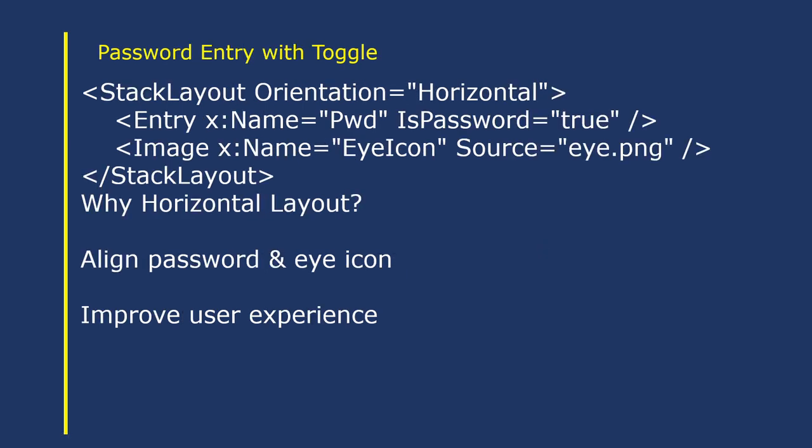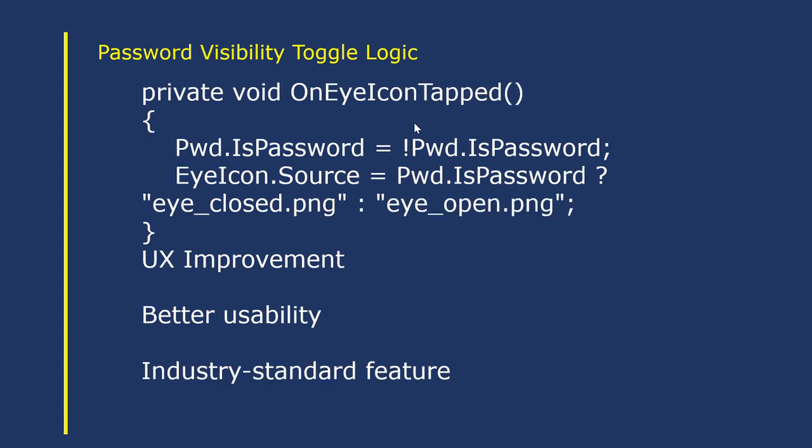We wrap the password field and eye icon inside a horizontal layout so they appear side by side. This method toggles the password visibility. It improves usability and makes the login experience more professional.